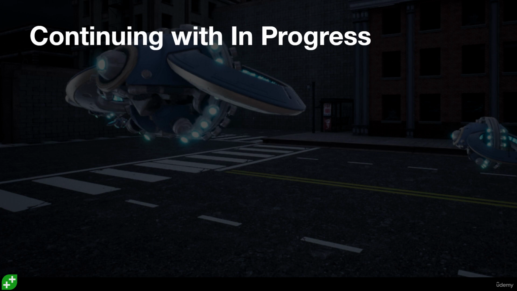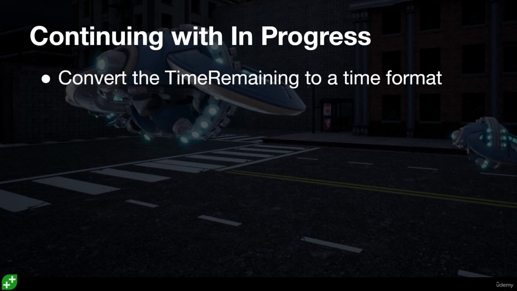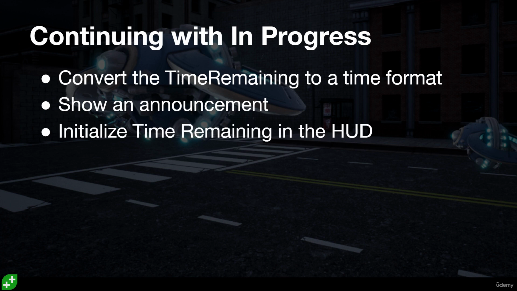Hey, welcome back. In this lecture, we're going to continue with our in-progress state, and we need to convert our time remaining to a time format that shows us minutes and seconds. We should also be showing an announcement so the player knows what state the game is in. And finally, we need to initialize that time remaining value in the HUD so it starts off at the correct value. So let's get started.